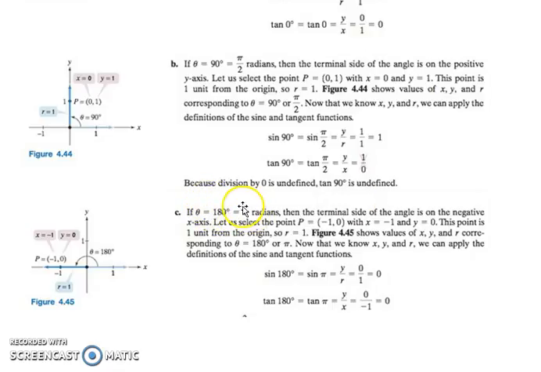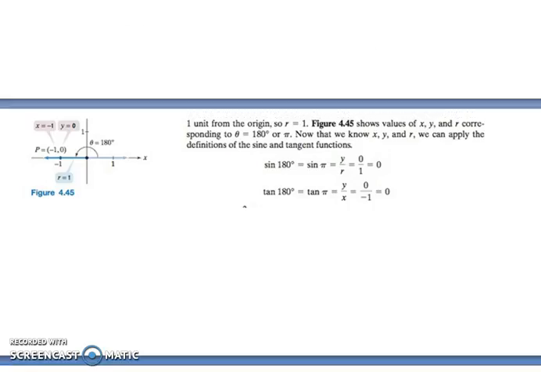For 180, okay, so 180 is over here. Now we're going left 1, which is negative 1, and we're not going up or down, so that's 0. Now our radius, remember radius is always positive, so the radius is still 1. Okay, sine is your 0. 0 over 1 is fine. We can have 0 on the top, we just can't have it on the bottom like up here. And then tangent is y over x, which is 0 over negative 1, which is still 0. Okay, so if you notice, we're either getting 0 or 1 or undefined, or we could also get negative 1 for some of these.